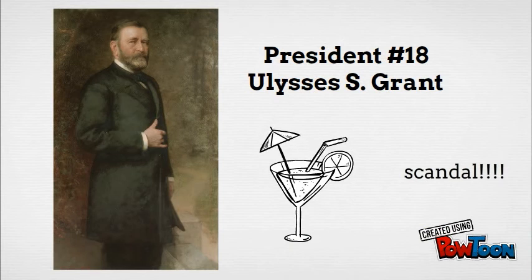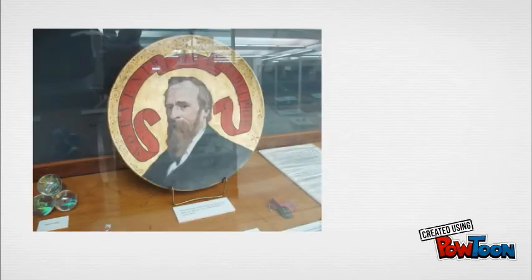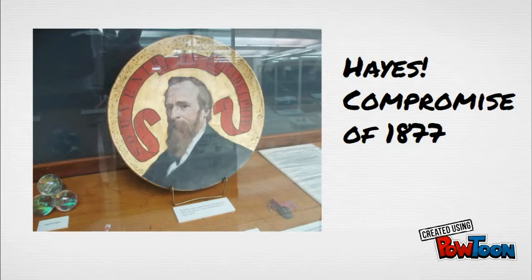He's most closely associated with excessive drinking and a lot of scandal, and we'll talk more about that in the next unit. But to fast forward a little bit, the next President of the United States after Ulysses S. Grant is Rutherford B. Hayes, and the reason that he won this election was because of the Compromise of 1877.